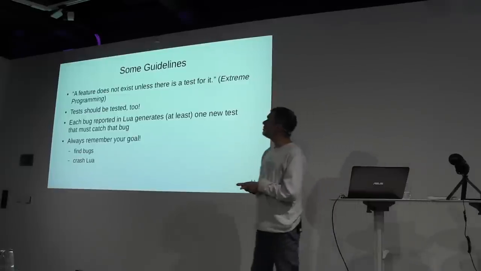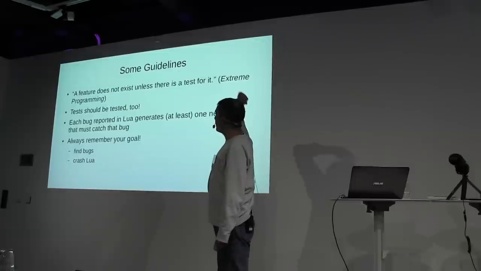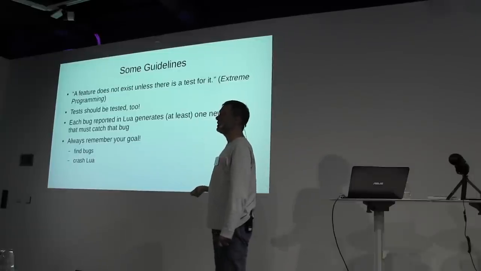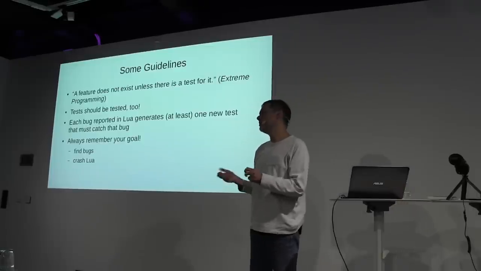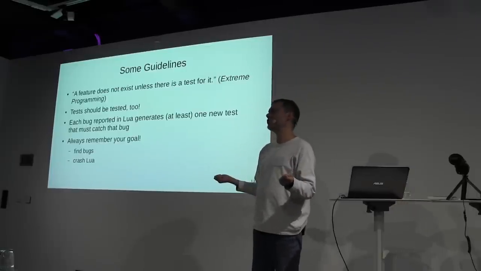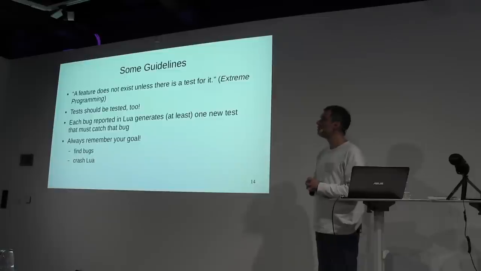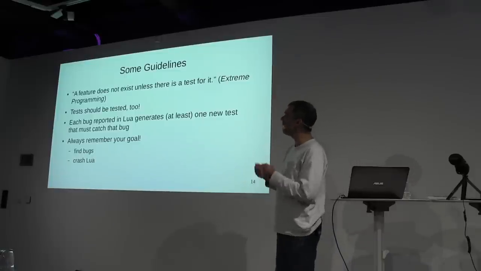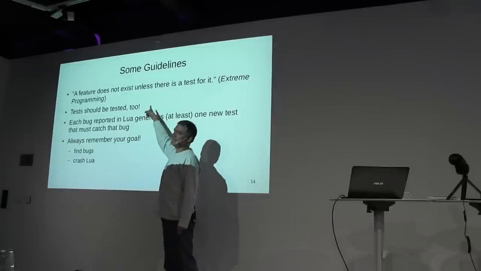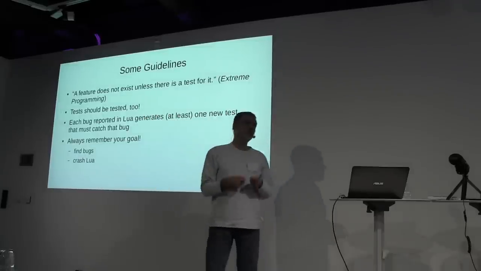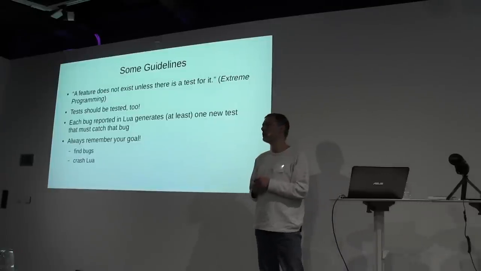So the guidelines we use, I love this from Extreme Programming, is that a feature does not exist unless there is a test for it. This is really, as I showed in the beginning, you have a function, but you never use that function at all, so you have no guarantees whether that works or not. So we really try to cover everything in the language. We frequently test the tests. That's something that we frequently do, but it is done manually. Sometimes you just introduce bugs in the code.